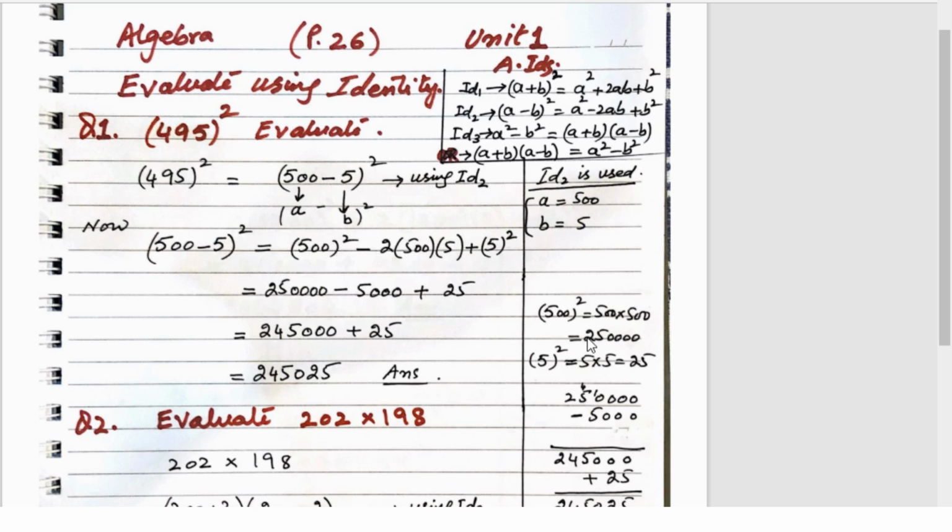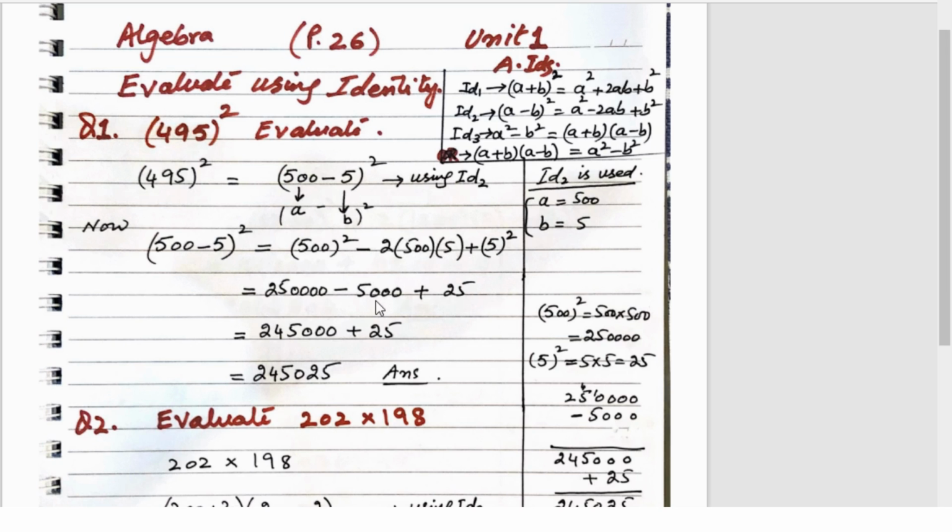500 square means 25 with 4 zeros. It's very easy multiplication when you have friendly numbers. Friendly numbers means numbers having zeros at the end. So it's very easy for you to multiply. Just multiply 5 fives are 25 and write down these 4 zeros along with it. You can do it directly. This is a very easy multiplication. No need at all to use calculators. And 5 square means 5 into 5 is equal to 25. And 2 into 500 means 1000, and 1000 multiplied by 5 is 5000.